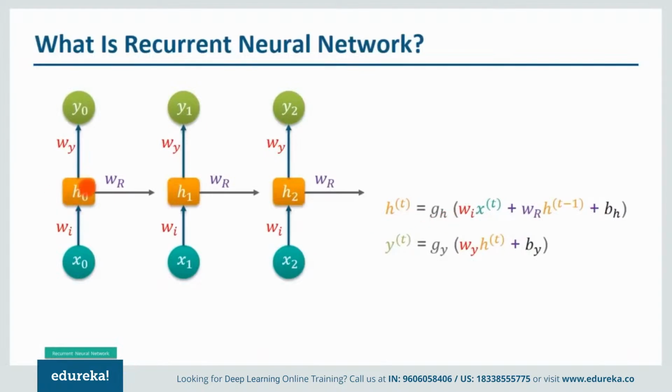After that I want to calculate y0. So for y0 I'll multiply h of 0 with the weight matrix wi and I'll add a bias to it and pass it through a function g of y to get y0.